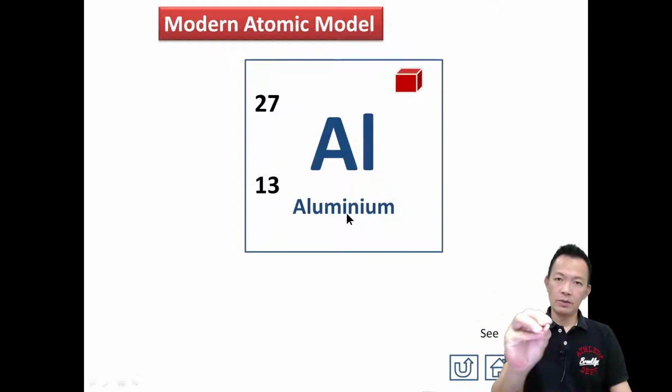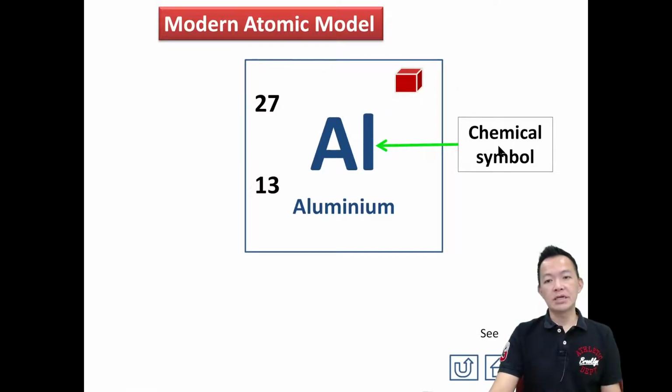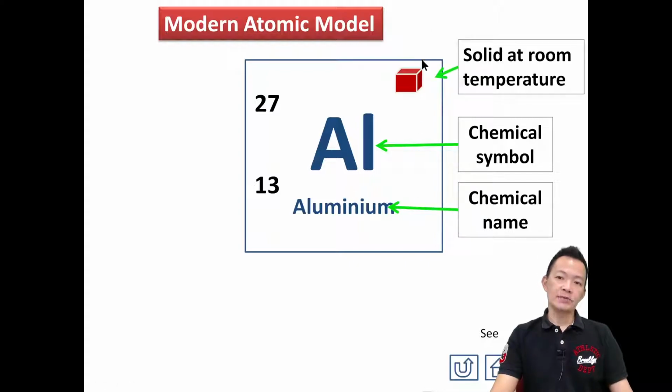Or from this table, what you can understand? Number one, Al, this is a chemical symbol for aluminium. 它就是 aluminium 的 chemical symbol, 化学的 symbol. Aluminium will be the chemical name. 它的化学的名字就叫 aluminium. Okay. Next, what is this?